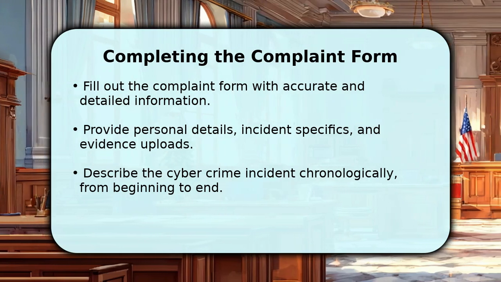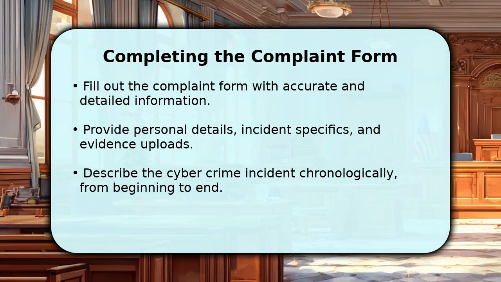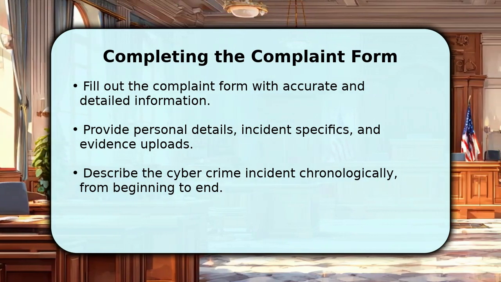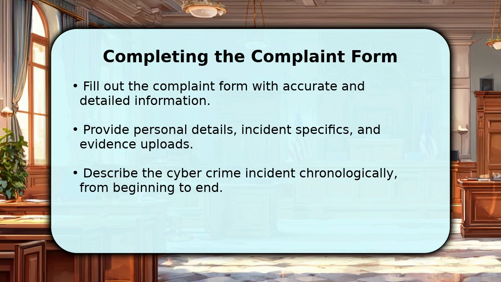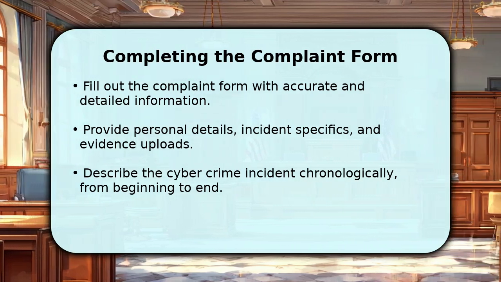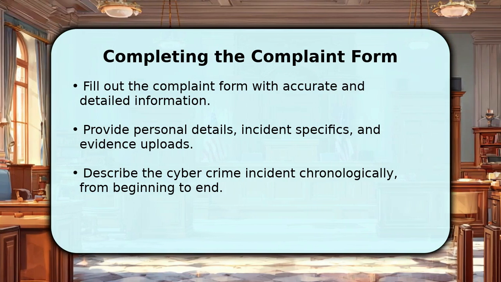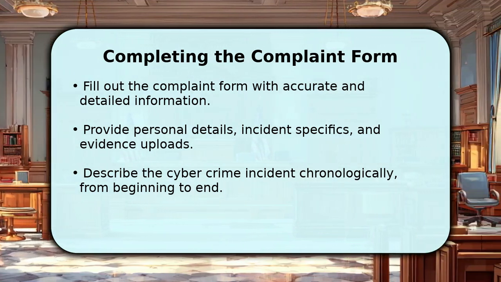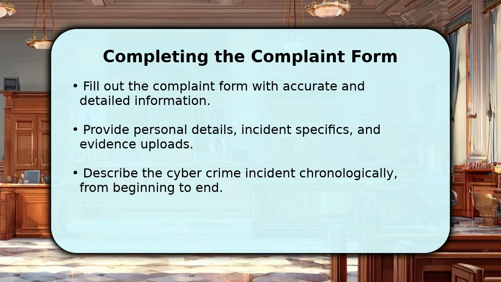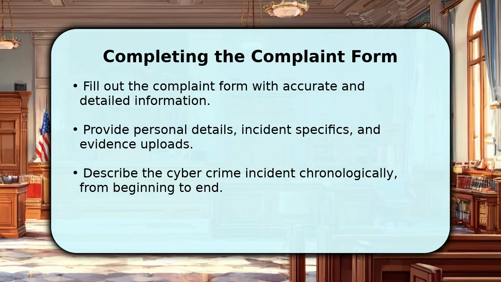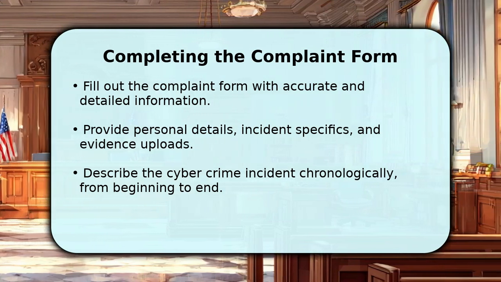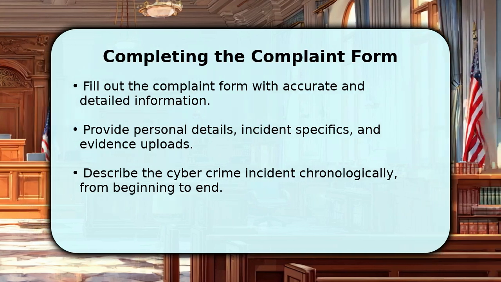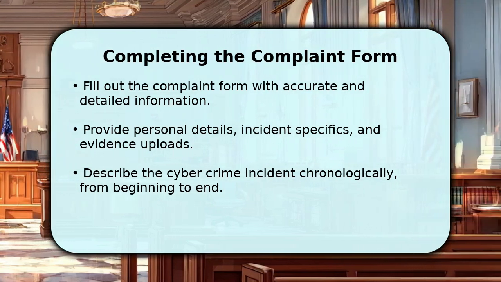Accurately completing the complaint form is critical for effective action. Start by filling in your personal details, including your name, contact number, and email address. Next, describe the incident in precise, chronological order, explaining exactly what happened and how you were affected. Upload all your collected evidence, such as screenshots and transaction details, ensuring each file is clearly labeled. Provide as much detail as possible to help the cybercrime cell understand your situation fully.